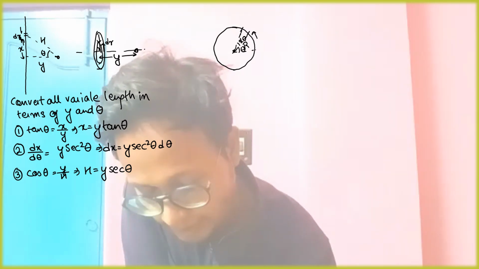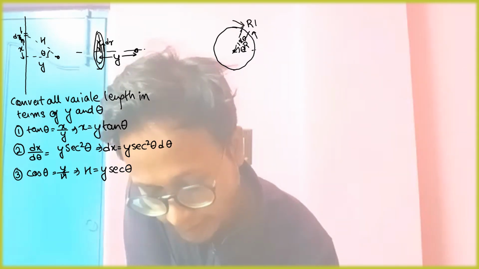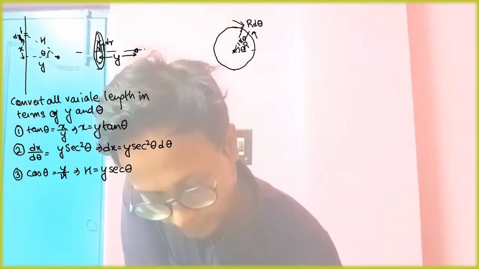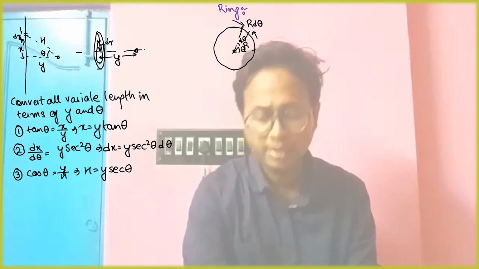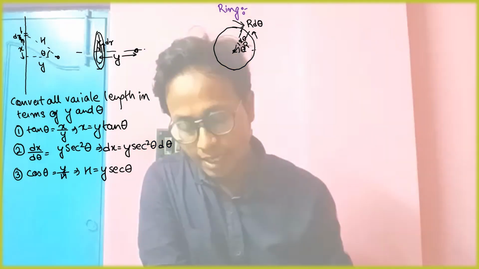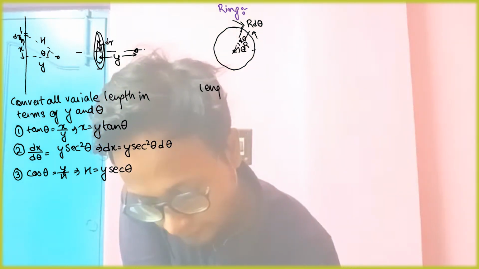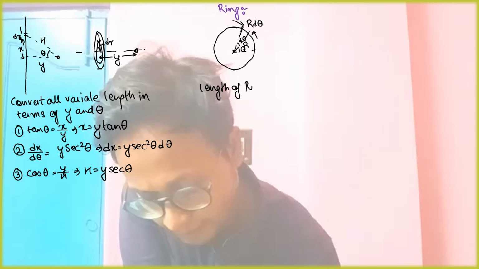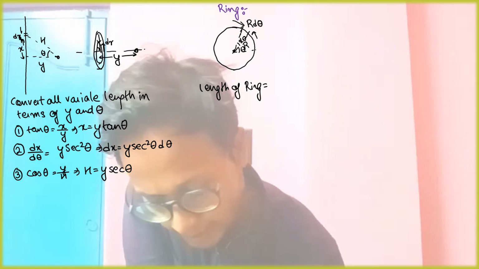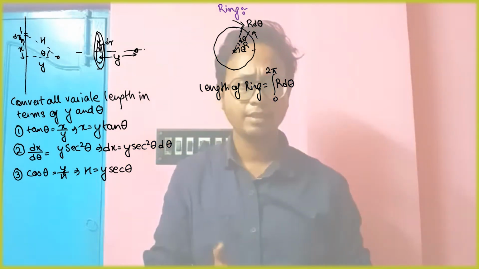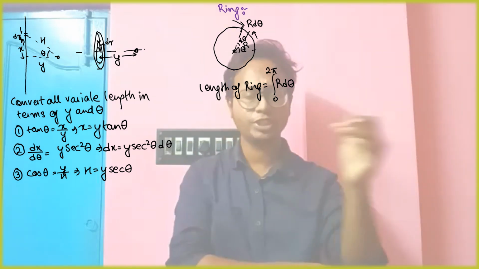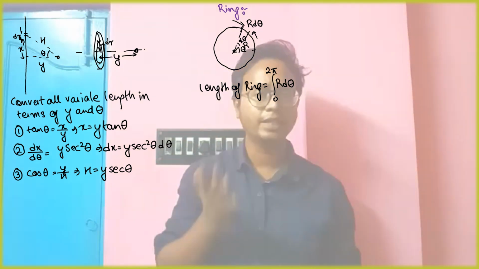This length is nothing but r d theta, and the length of the entire ring is nothing but r d theta. You have to integrate from 0 to 2 pi. So the length of ring is nothing but r d theta from 0 to 2 pi. Similarly, if a disk is given, this I've already discussed in the previous question. Those are the three ways you can integrate a disk.